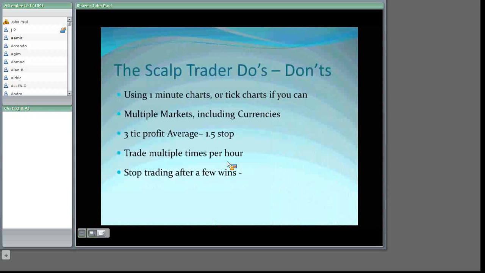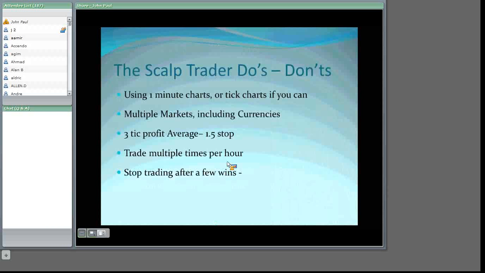Multiple markets, including currencies. So if you like the euro, or if the emini is not moving today, switch. Go to British pound, go to the euro, go to the Australian dollar. 3-tick profit average, 1.5 point stop, more or less is what I like to see.